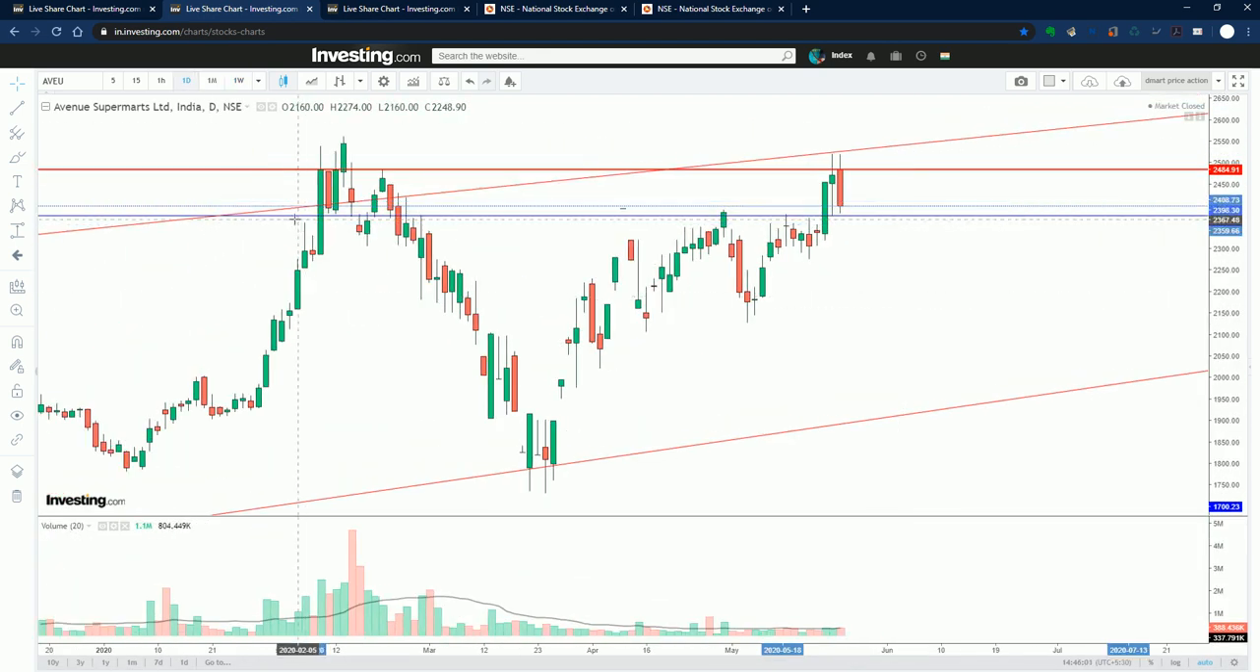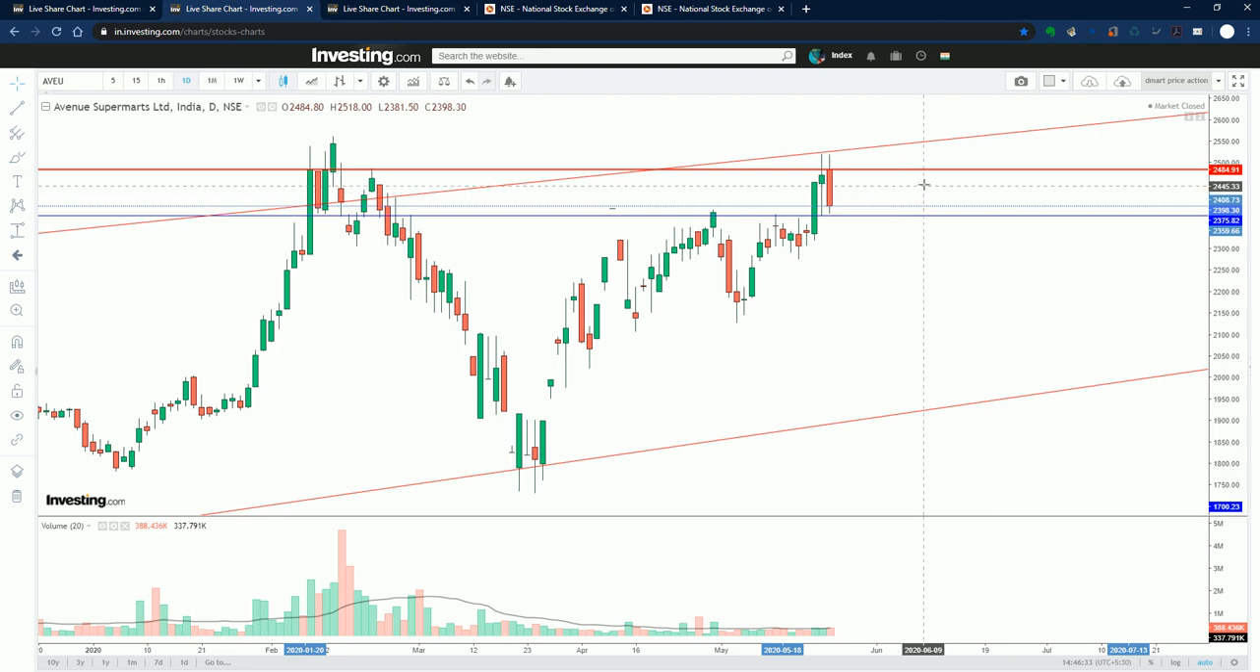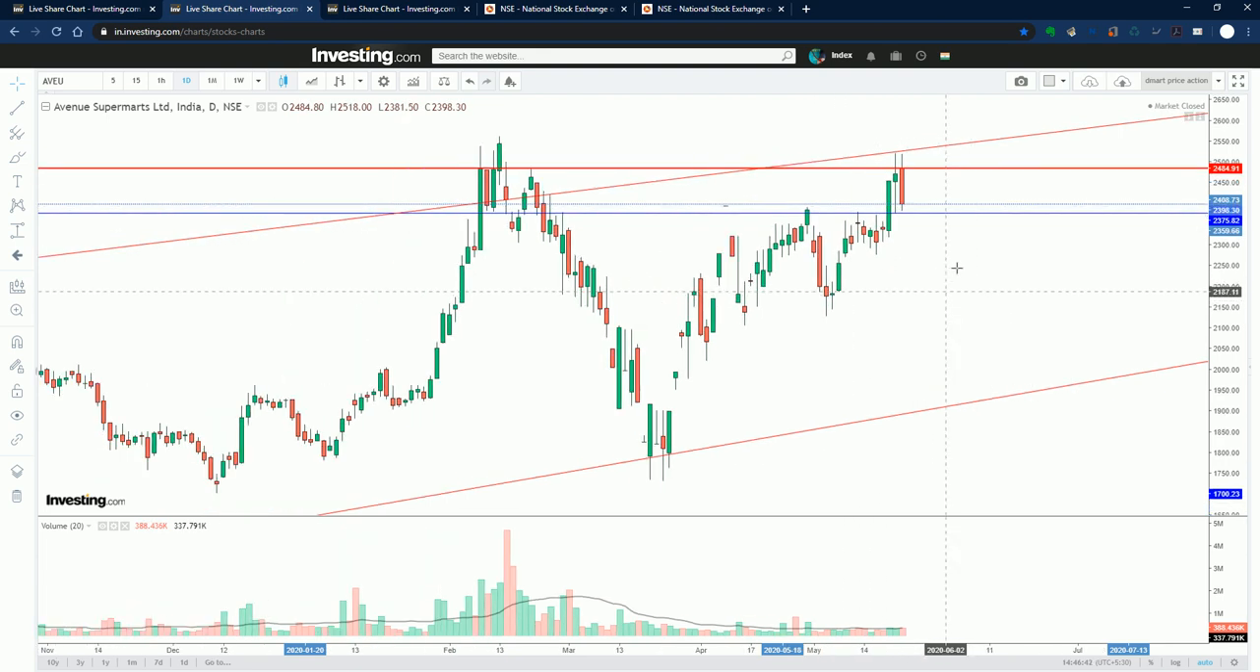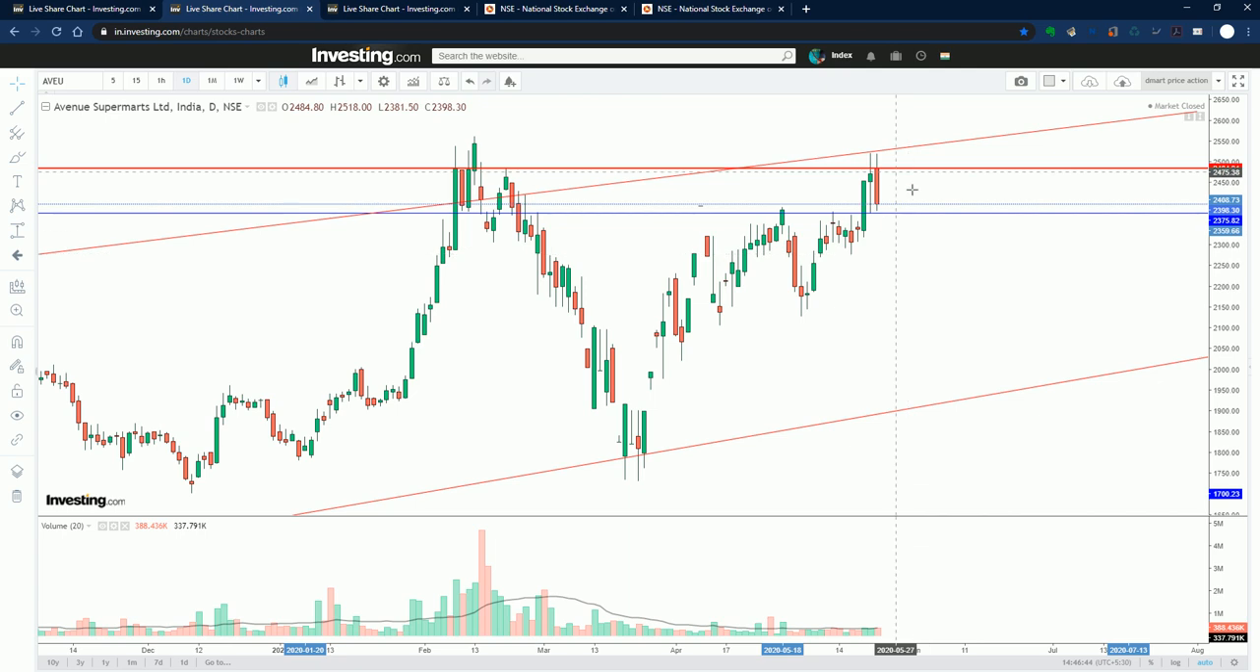Whenever this line gets broken, that is, the price goes above this line, it acts as a support here. Earlier also it acted as a support point, and here also, after breaking this strong resistance, that is the 2485 level, and here the 2375 level, it is trading in a range right now. So that is visible from the chart.